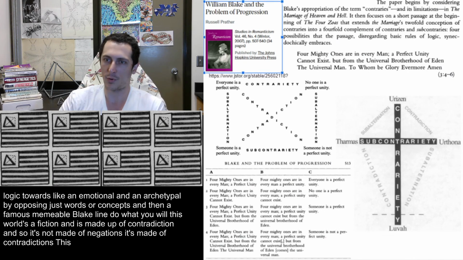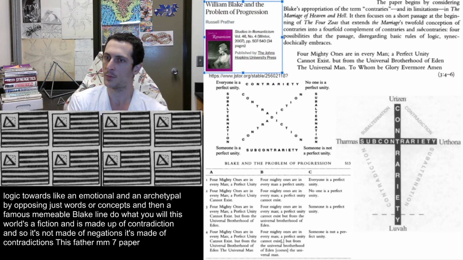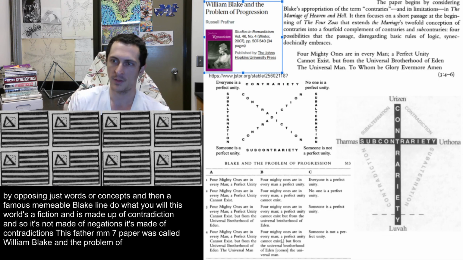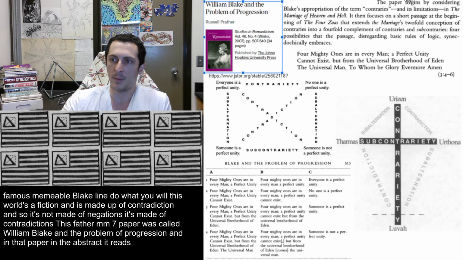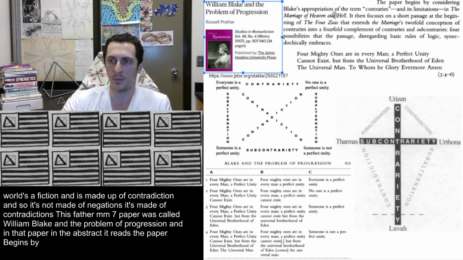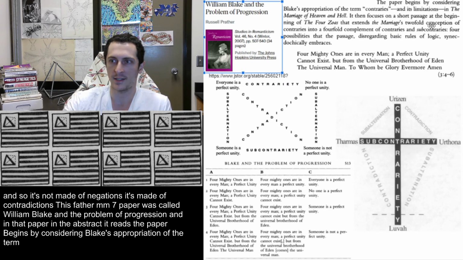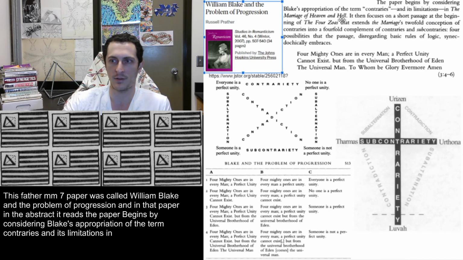This Prather 2007 paper was called William Blake and the Problem of Progression. And in that paper, in the abstract, it reads, the paper begins by considering Blake's appropriation of the term contraries and its limitations in The Marriage of Heaven and Hell.